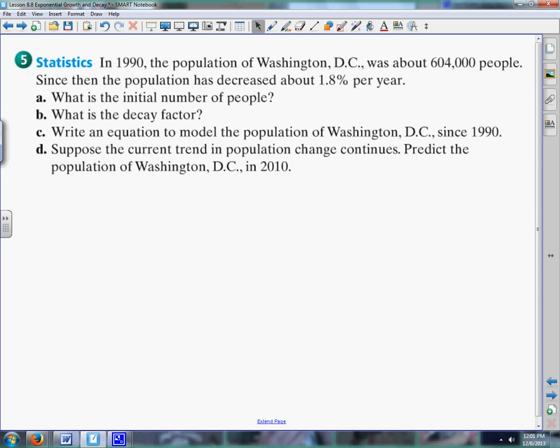So in 1990, the population of Washington, D.C. was about 604,000 people. Since then the population has decreased about 1.8% per year. What is the initial number of people? So that's your 604,000. So you're going to start your equation with that, with A, 604,000, sorry.